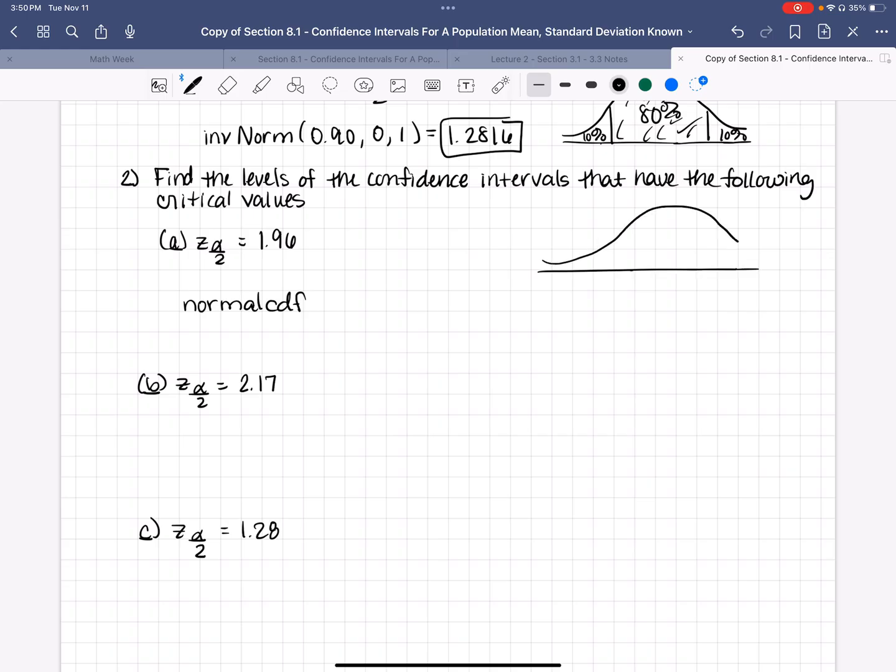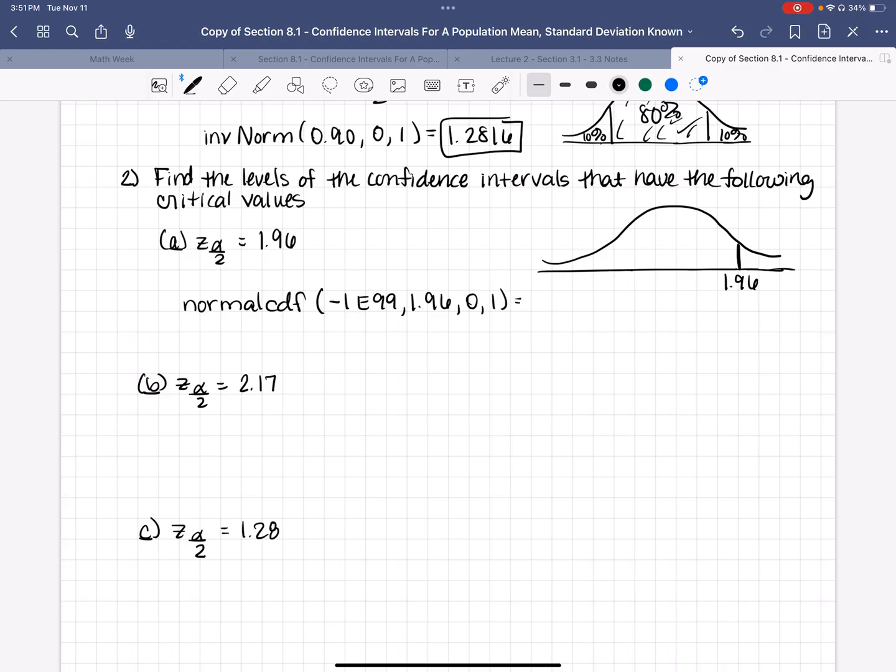So what I have here this time is I know this critical value right here is 1.96. Okay. So I'm going to find the area that's covered from 1.96 to the left. So I'm going to normal CDF this, and I'm going from the left up to 1.96. So I've got -1E99, 1.96, comma 0, comma 1.